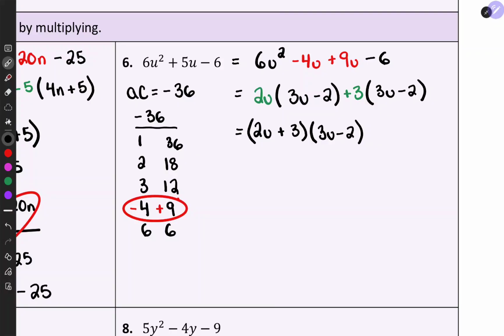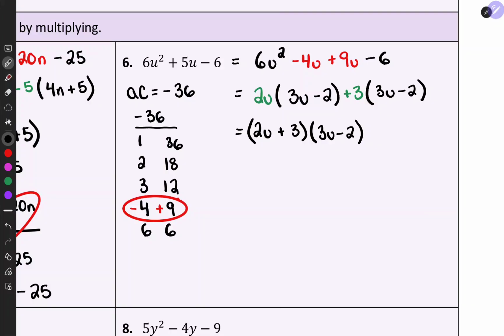And here's the solution for number 6. Okay, again, find AC. Get those factor pairs listed out. Find that pair that adds up to that middle term. Okay. I know I want to multiply together and get negative 36. The only way we multiply together and get negative numbers is if one's negative and one's positive. Those numbers are negative and positive.